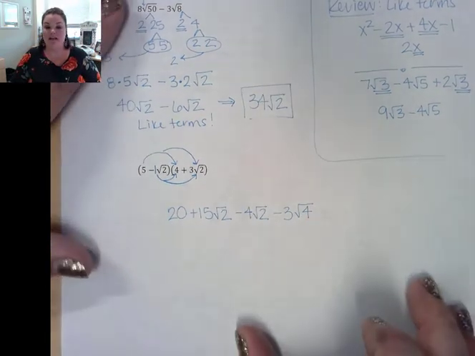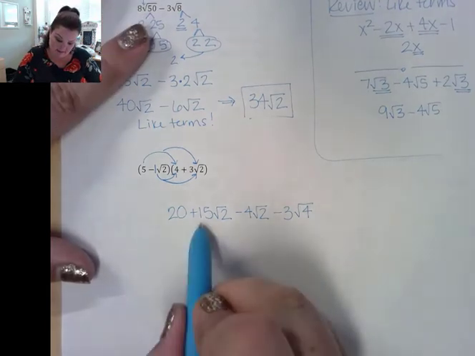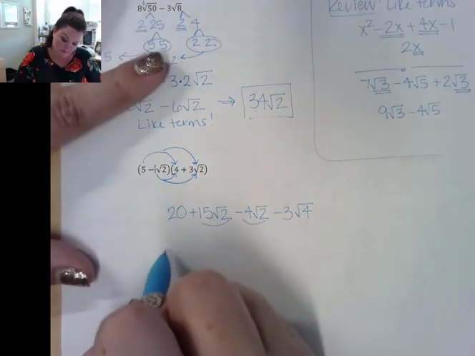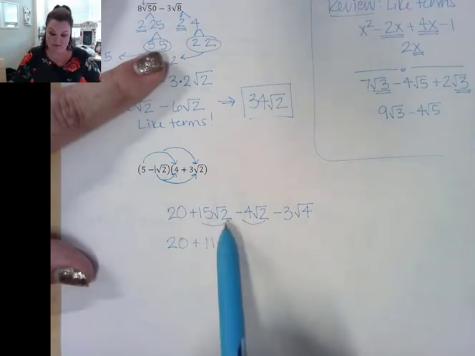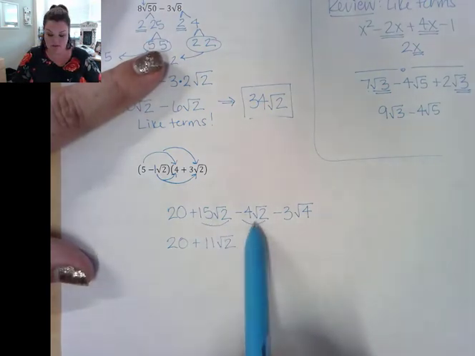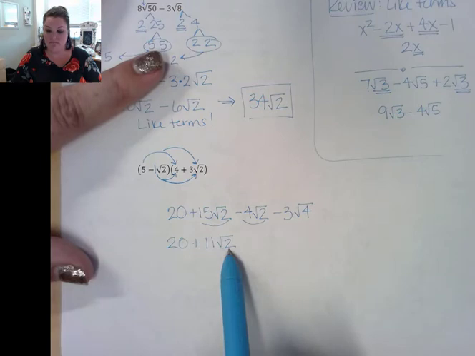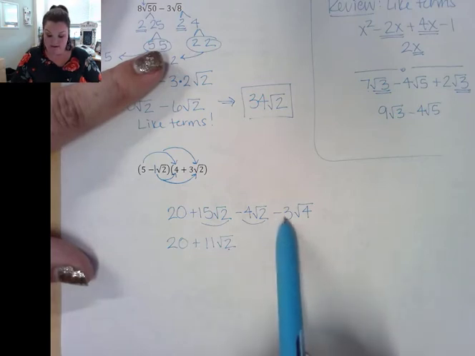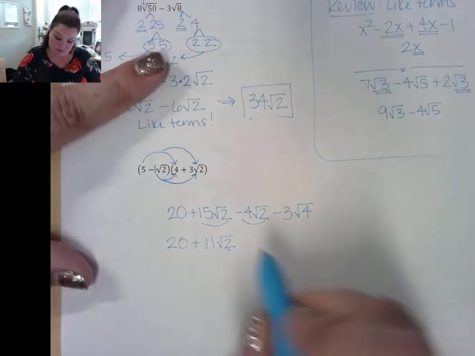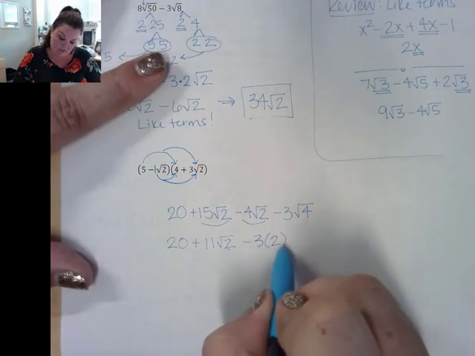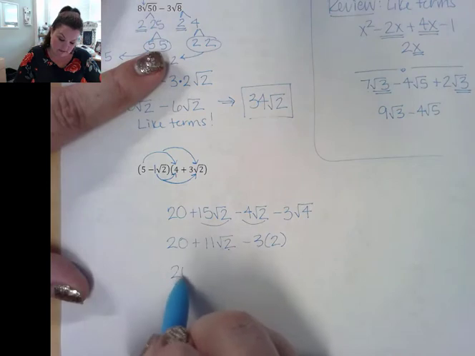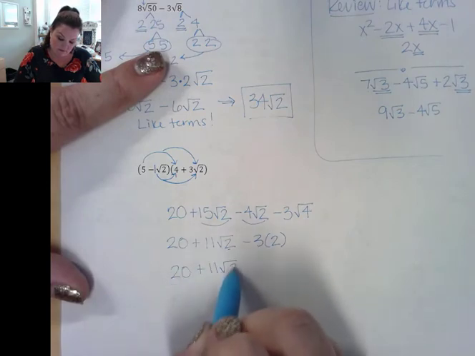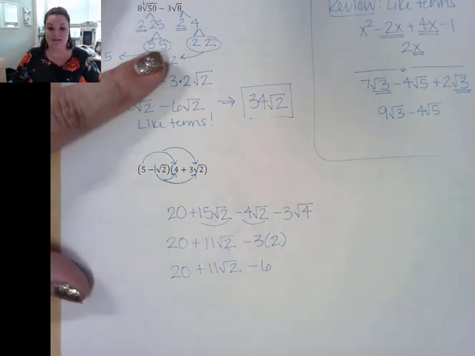Okay, and now I can do some simplifying. I have like terms here, right? So I have 20 plus 11 square root of 2. When I combine those, I combine the number parts. The label stays the same. And then here, I have negative 3 times the square root of 4, right? Well, the square root of 4 is just 2, right? So really, this just becomes negative 6. So I have 20 plus 11 times the square root of 2 minus 6.